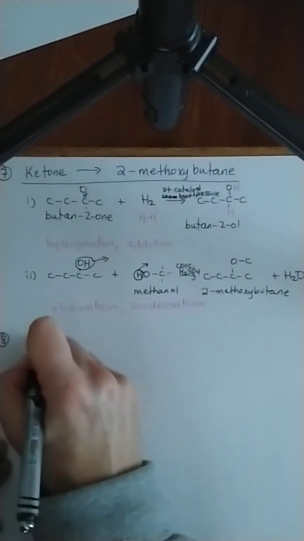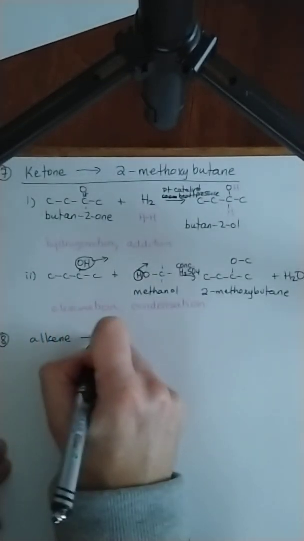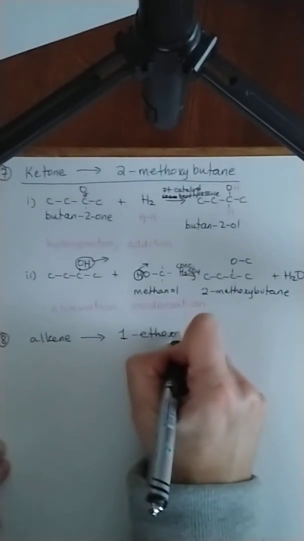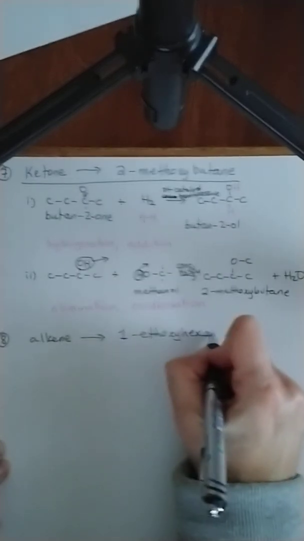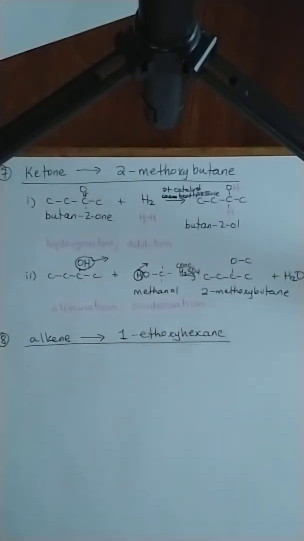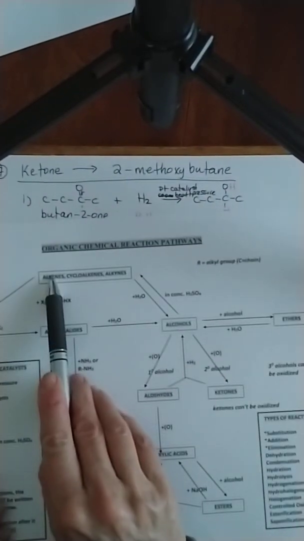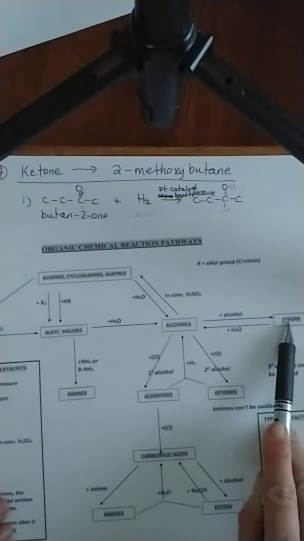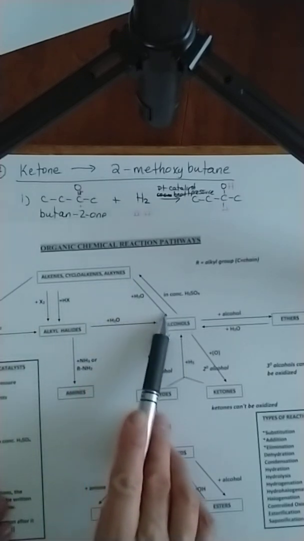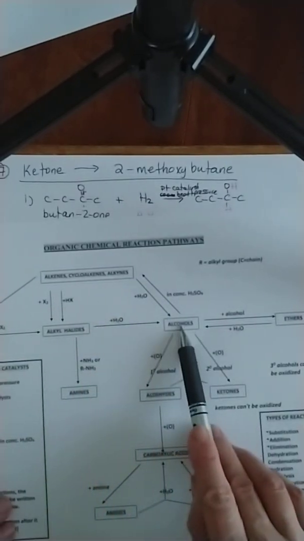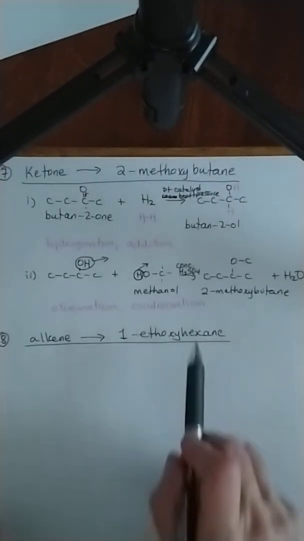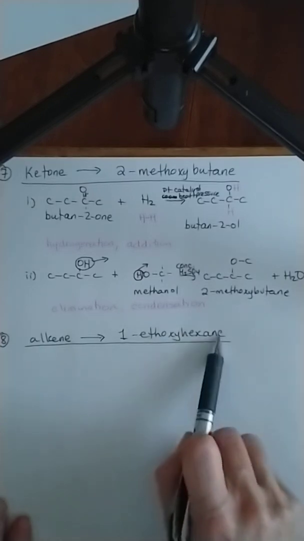Number 8, we're going to take an alkene and we're going to turn it into 1-ethoxyhexane. So we're taking an alkene, which is over here, and we're going to turn it into an ether. Similar to what we did before, we're going to react the alkene with water to make an alcohol, and then we're going to take that alcohol and add another alcohol to it to make the ether. So the parent we have to start with is a hexane.